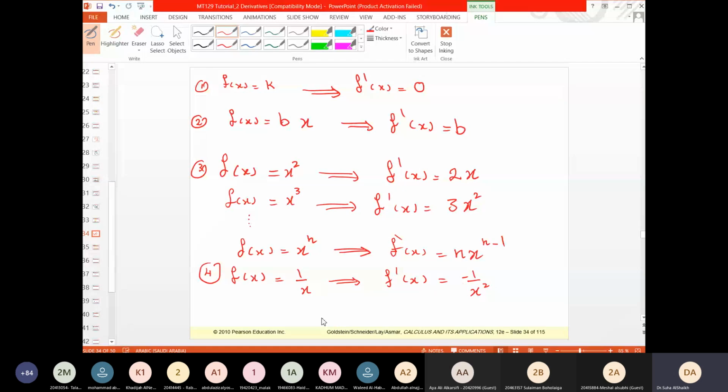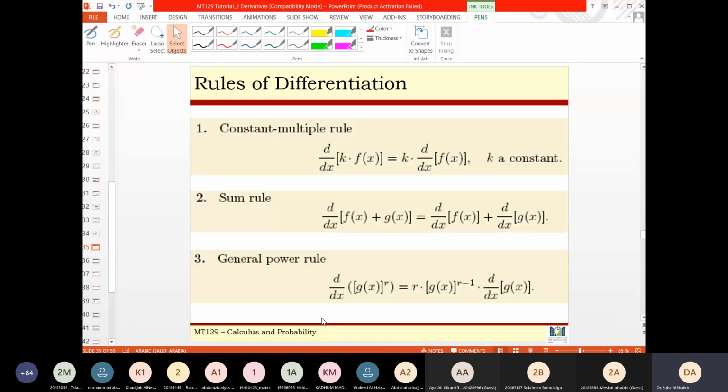We add some rules as well. If I have the derivative of a function multiplied with a constant, the constant goes outside, then I find the derivative of the function. If I have the derivative of a sum of two functions, this is equal to the derivative of the first one plus the derivative of the second one. We can distribute the derivative over the sum.